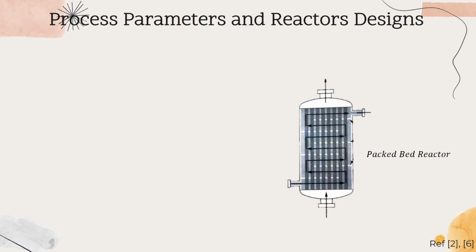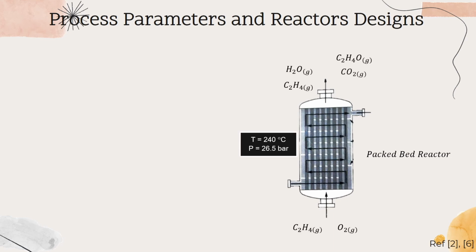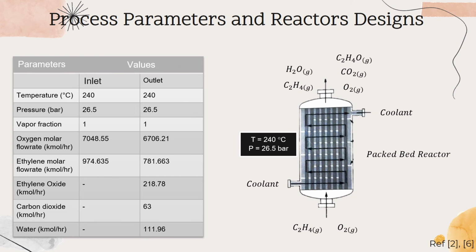The reactor used for this process is a packed bed reactor, as the oxidative process can take place more efficiently and quickly in this kind of reactor. In the reactor, the temperature and pressure at the inlet and outlet are kept constant by using a coolant, at 240 degrees Celsius and 26.5 bar.